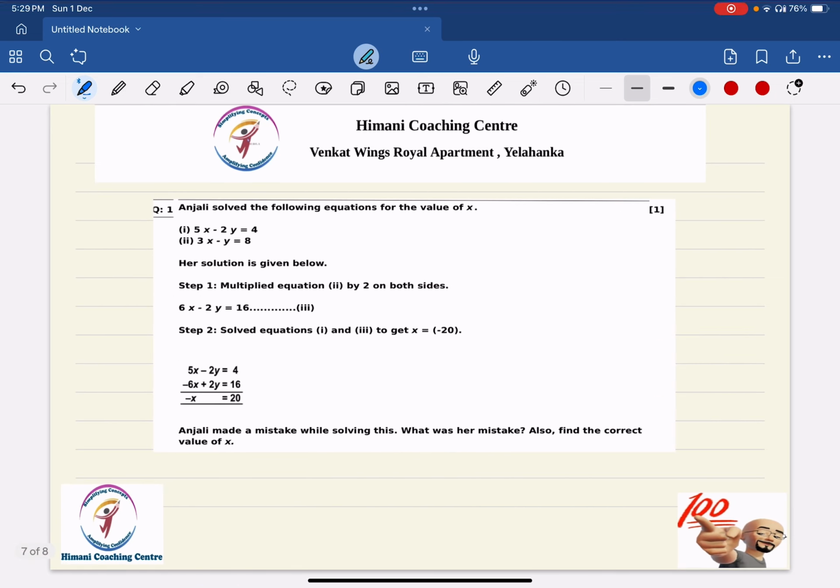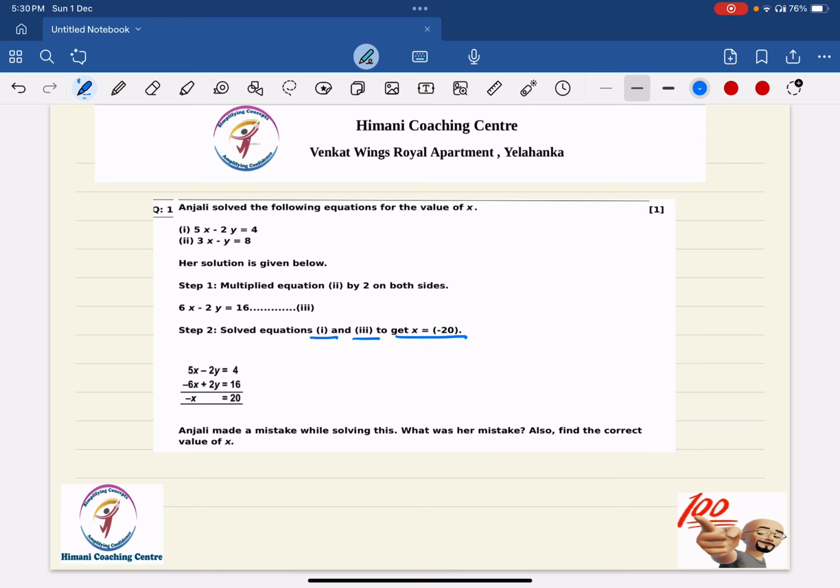Okay. Now let us look at the last question for today's video. This is from simultaneous linear equations. Again, it is a bit different because you are judged on your application of thought. So there is a question that Anjali solved the following equations for the value of x: 5x minus 2y equals 4, 3x minus y equals 8. Her solution is given below. Step 1, multiply equation 2 by 2 on both sides. So she does that and gets 6x minus 2y equals 16. Seems correct. Then it says solve equations 1 and 3 to get x equals minus 20.